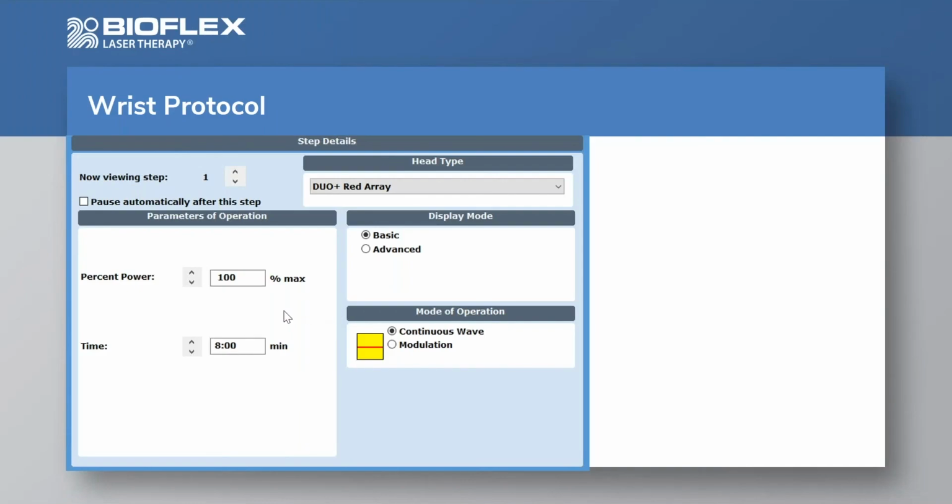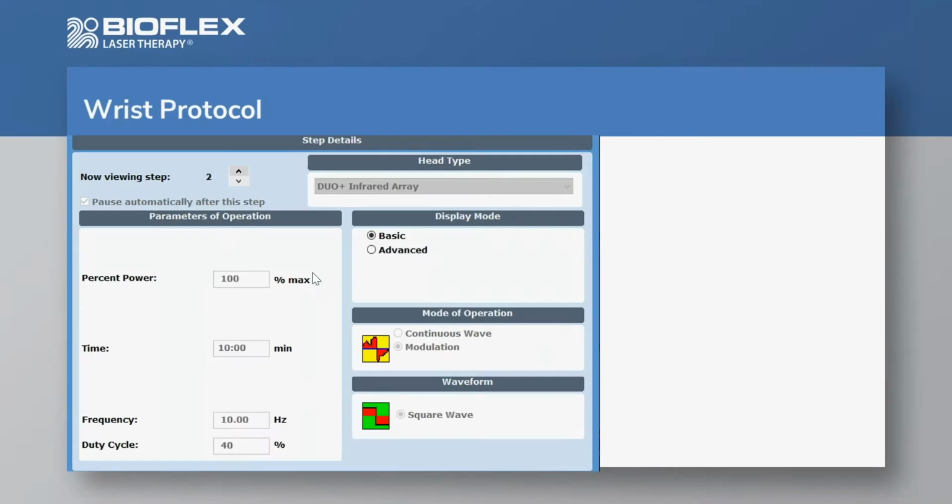Okay, so our protocol for the wrist, you can see here it's 8 minutes of red, continuous wave for the dual red array, excuse me. And then for the infrared, it's 10 minutes, so a fairly lengthy time frame. We're pulsing it, so it's 10 hertz. Again, 10 hertz is a frequency often helpful for peripheral nerve or nerve repair, and 40% duty cycle. So that's basically 40% of the maximum power. That's what duty cycle controls.